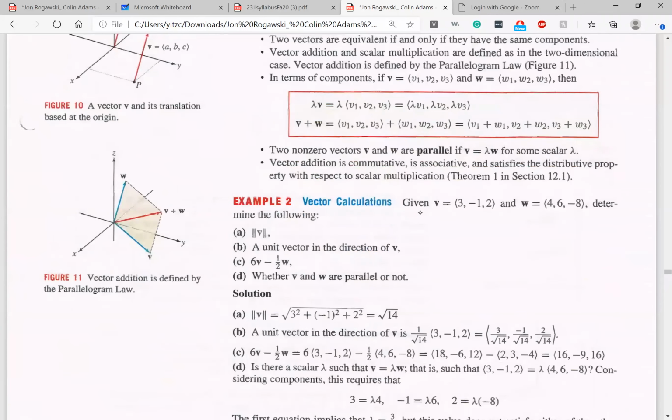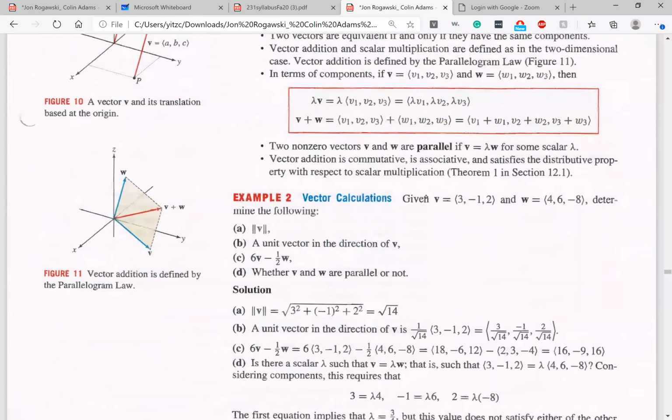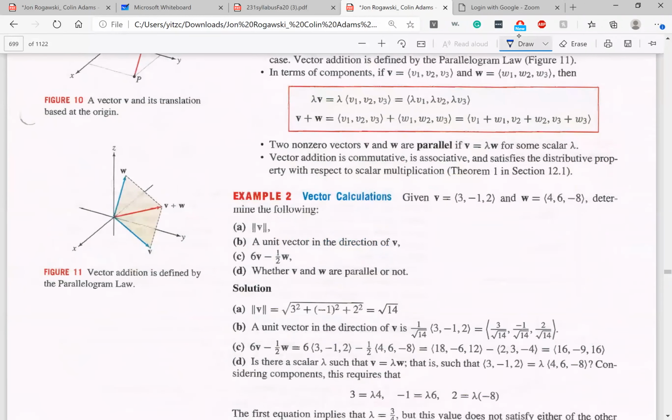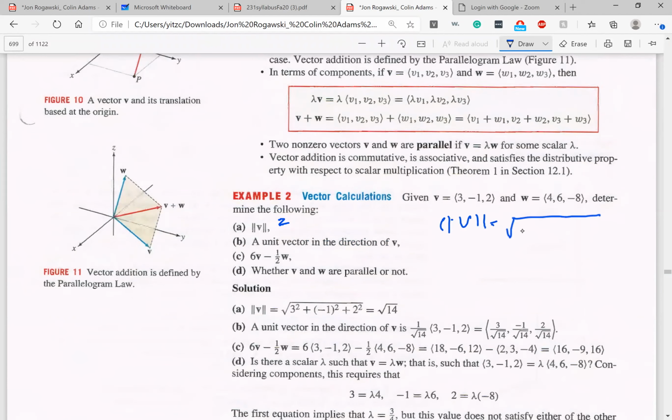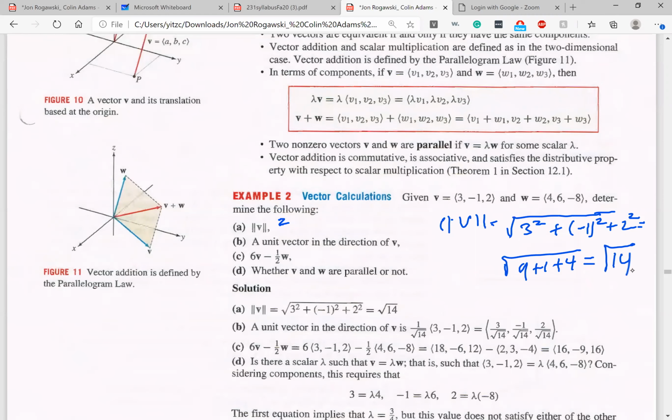So now they give us 2 vectors, V and W. And first they ask us to find the magnitude of V. So the magnitude of V is going to be equal to the square root of 3 squared plus -1 squared plus 2 squared, which is going to give us 9 plus 1 plus 4, which is the square root of 14. So that's going to be the magnitude of V.